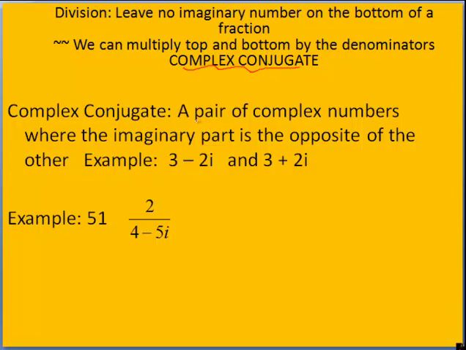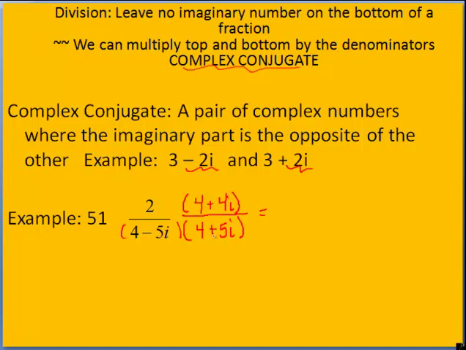So complex conjugates, a pair of complex numbers where the imaginary part is the opposite of the other. So for example, if we had 3 minus 2i, it would be the exact same thing, but you would have a plus 2i instead, the opposite imaginary parts. So in this case, what I'm going to do is multiply the top and bottom by the conjugate of the bottom. So it's going to be instead 4 plus 5i, and of course I have to do it to the top, because if I choose to multiply the bottom of a fraction by something, then you got to do it to the top to keep it equal in value.